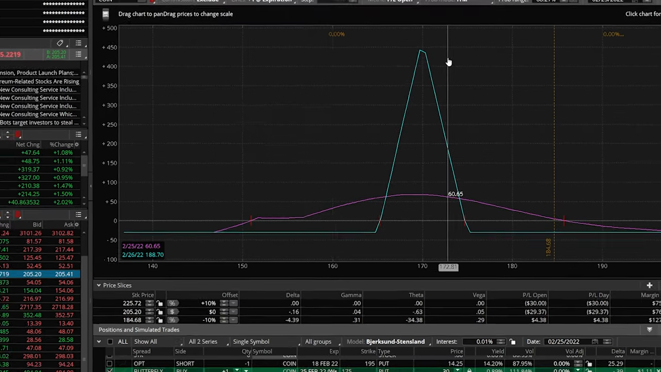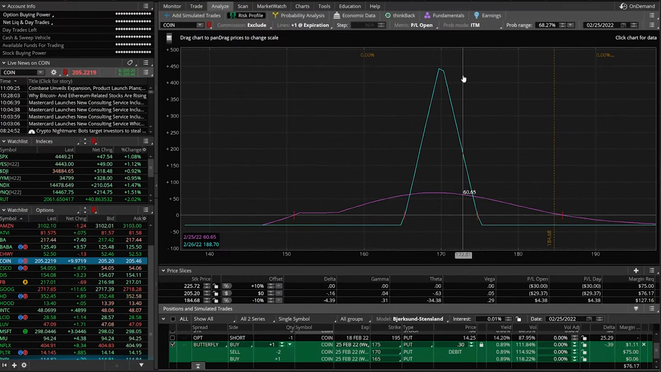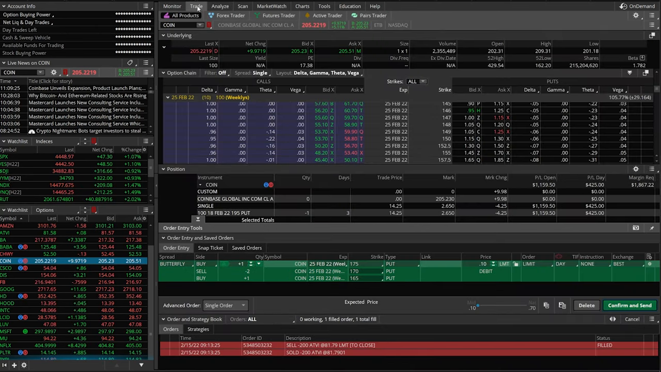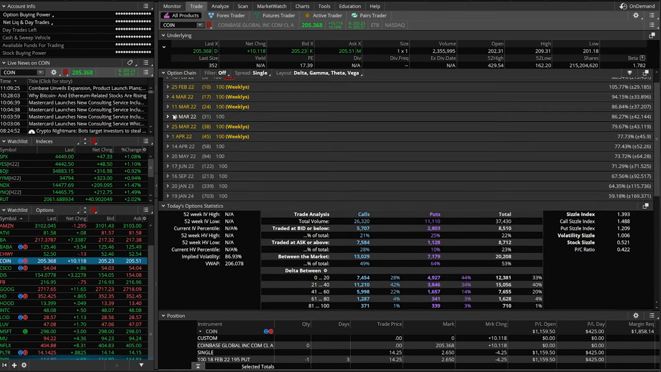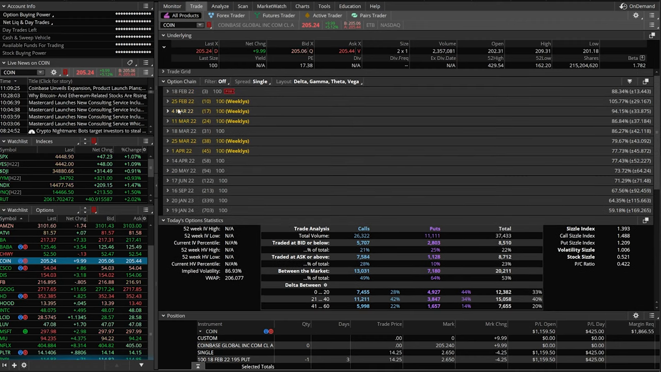Now, the last thing I'll also mention is in terms of which expiration you want to pick. So let's go back to the trade page for a second. For the most part, you're not going to go too far out in time when you put on these butterflies. It wouldn't make a whole lot of sense to go out all the way to 18 March or 14 February. Usually you'll probably stick out maybe a week or two.